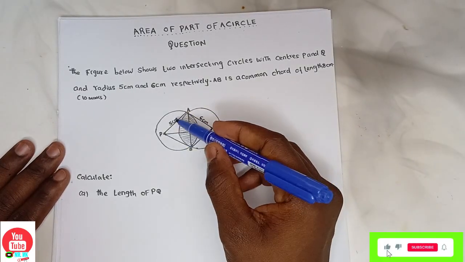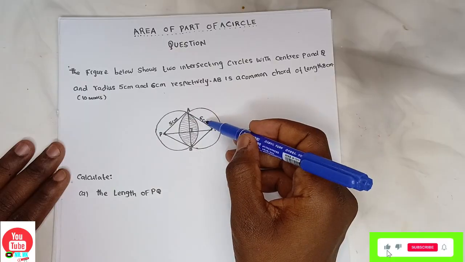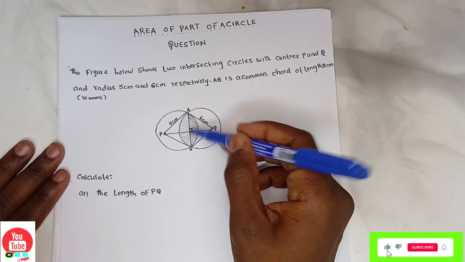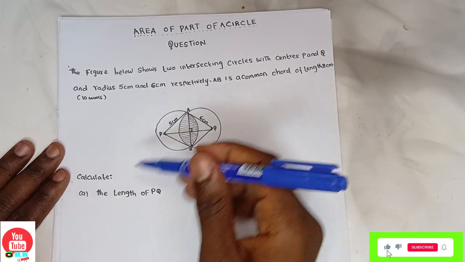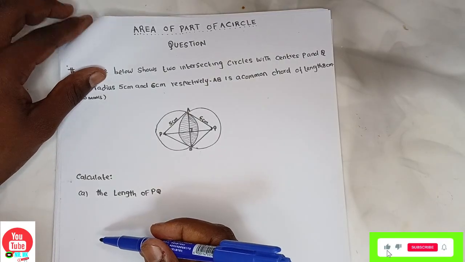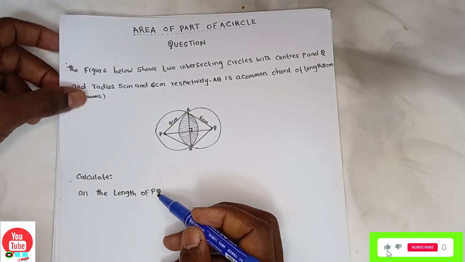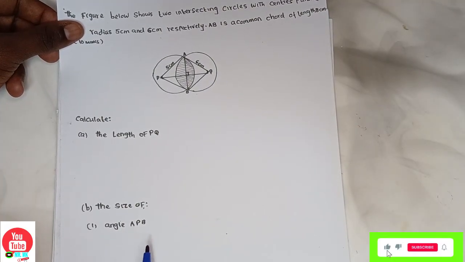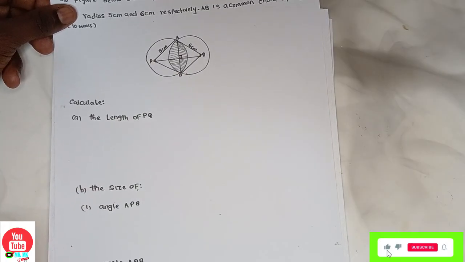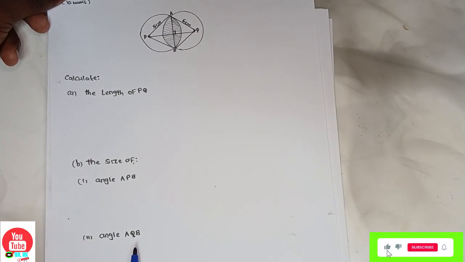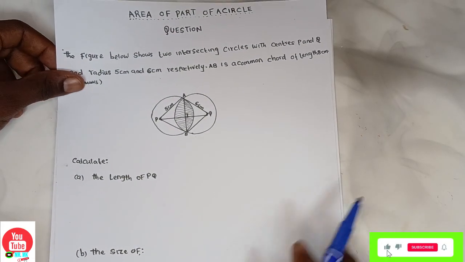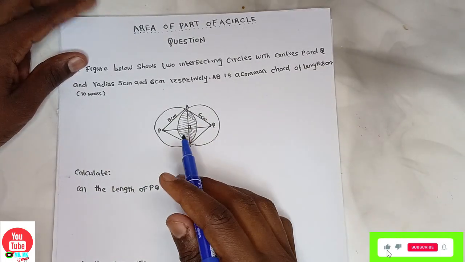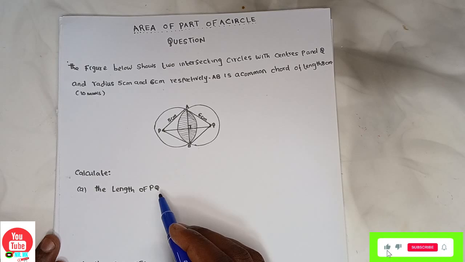AP is 5 cm, AQ is 6 cm, and AB, that is the common chord, the length of A and B is 8 cm. The question says calculate the length of PQ, and also the size of angle APB, the size of angle AQP, and also the area of the shaded region. Now calculate the length of PQ.